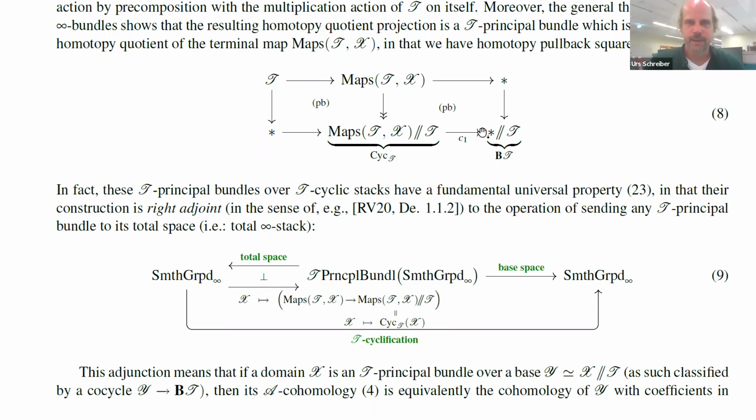And now just the fact that the cyclic stack is defined as being the homotopy quotient of something, namely of this mapping stack, that fact alone means that this projection map into this quotient is a T-principal bundle in the right higher sense, which is classified by this canonical map. So this is kind of the first Chern class of this infinity bundle. It is literally the first Chern class when T is S1.